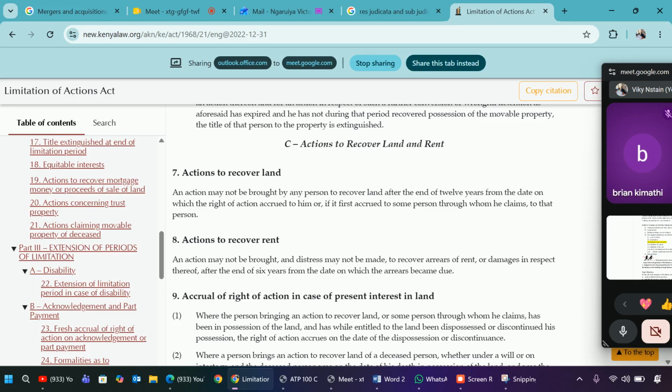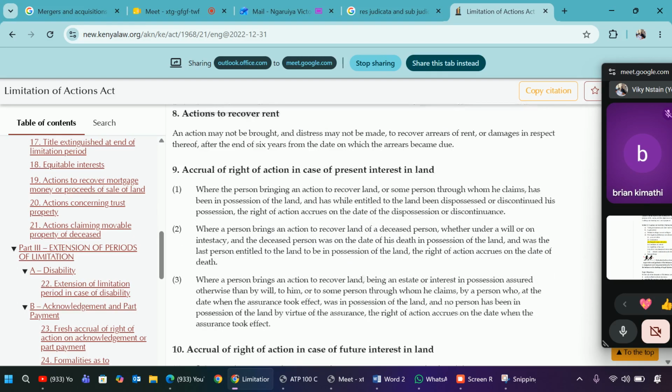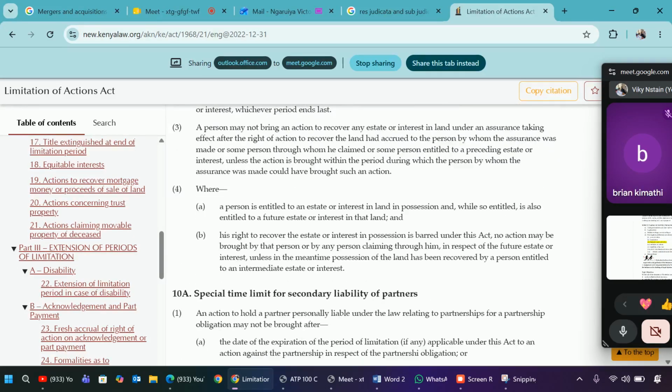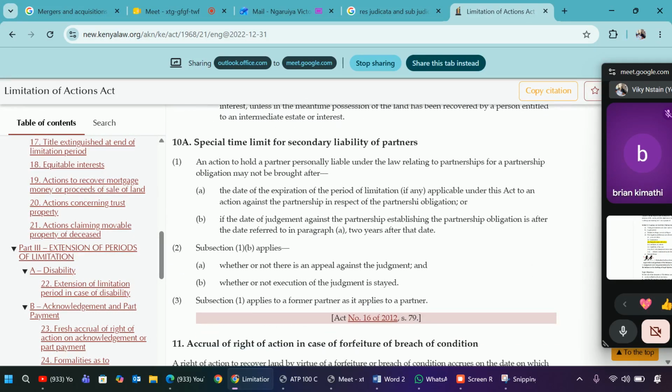Then actions to recover rent, pursuant to section 8. An action may not be brought and distress may not be made to recover arrears of rent or damages in respect thereof after the end of 6 years from the date on which the arrears became due. Okay.